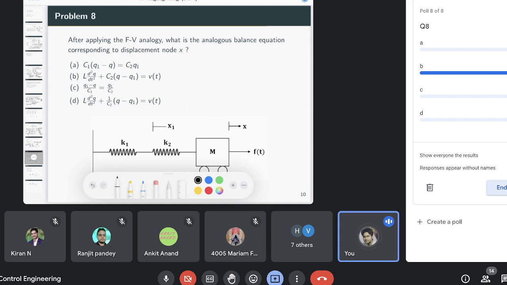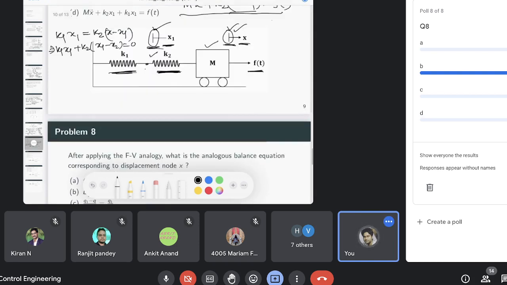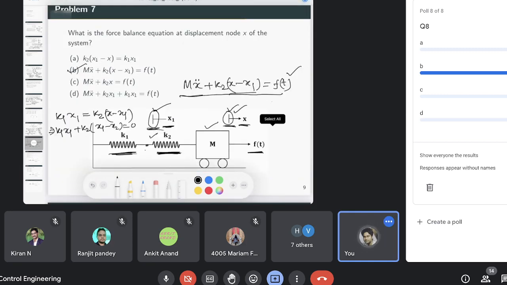Okay, so then we can discuss this question. If you don't remember the analogy between the mechanical and electrical system, just think about this as a second order system, a second order differential equation. As you can see, we have a second order derivative and just normal terms. There is no first order derivative.